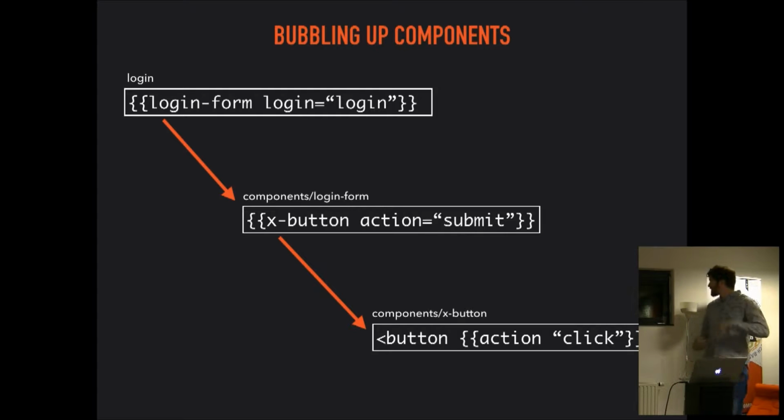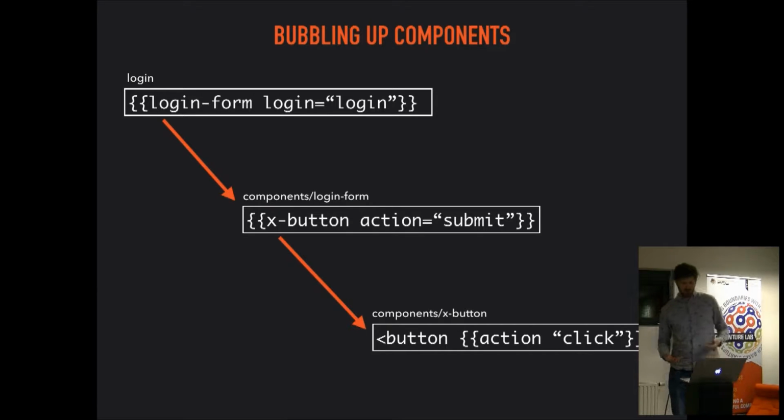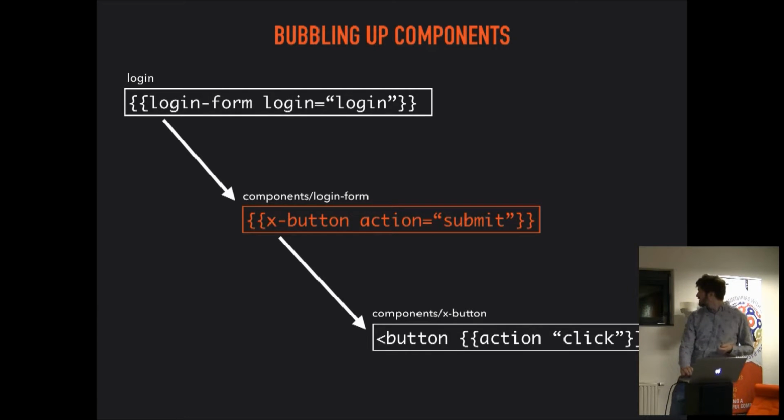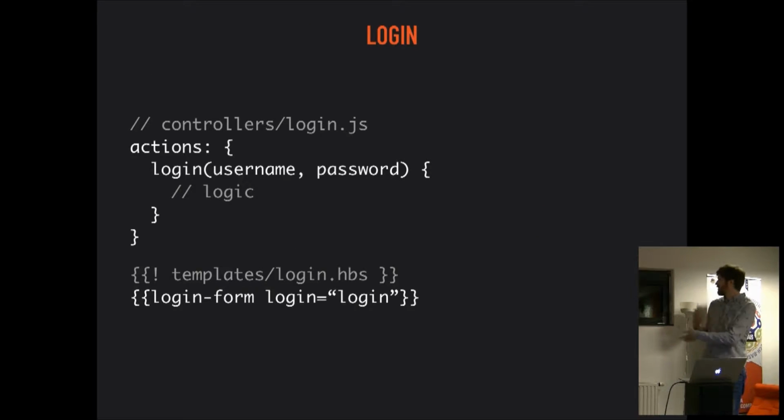Abstractly, I have here three nested components: actually a route template and then two components, the login template and then the login form component, which has a button, an X button. So let's look at the login template itself. It has a login action, and what it does, well, Balin could tell you. And the login form is rendered in the template.